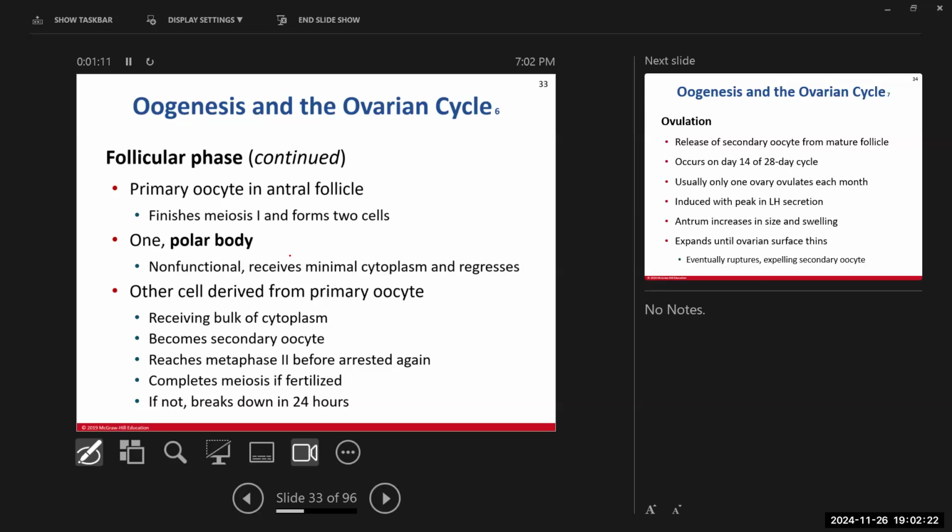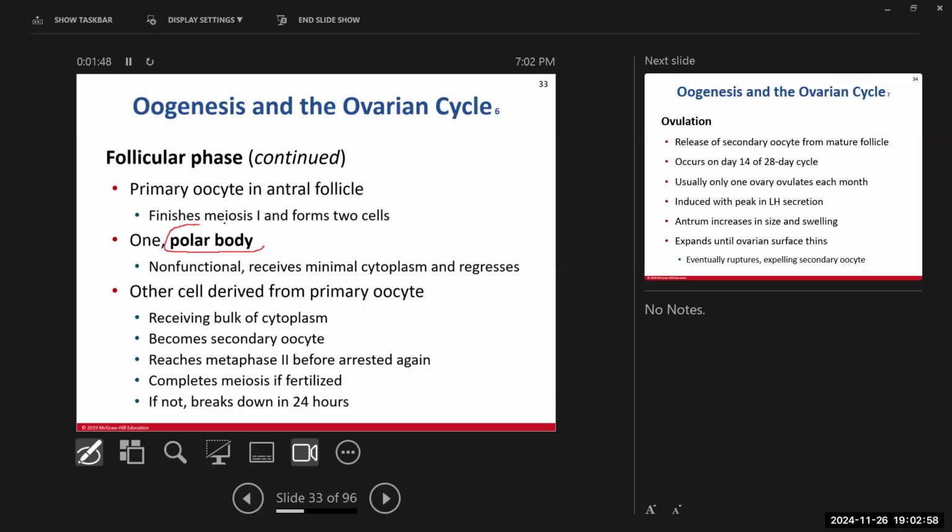So one of the things that you should understand about the follicular phase is that the primary oocyte graduates and finishes meiosis 1, and then we enter into meiosis 2. Remember, at the end of meiosis 1, how many cells are we finished up with? You start with one cell, and at the end of meiosis 1 you end up with 2. One of those is going to be the oocyte. The other one is going to be this junk thing called a polar body.